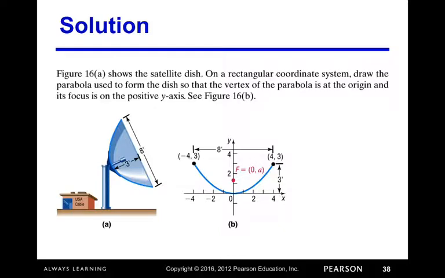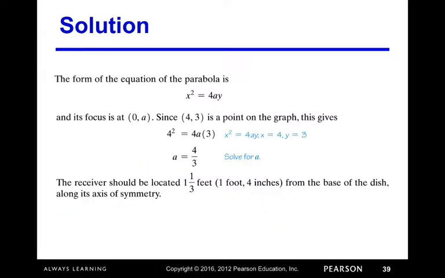So if it's 8 feet across, you're going to locate that vertical axis at the center. 0, a is where you want to locate the receiver. Okay, and the outside points are at 4, 3, and at negative 4, 3 because it was 3 feet deep. So they're using this form of the parabola: x squared is equal to 4ay. Again, you could say y equals 1 over 4c times x squared. It would be the same thing.